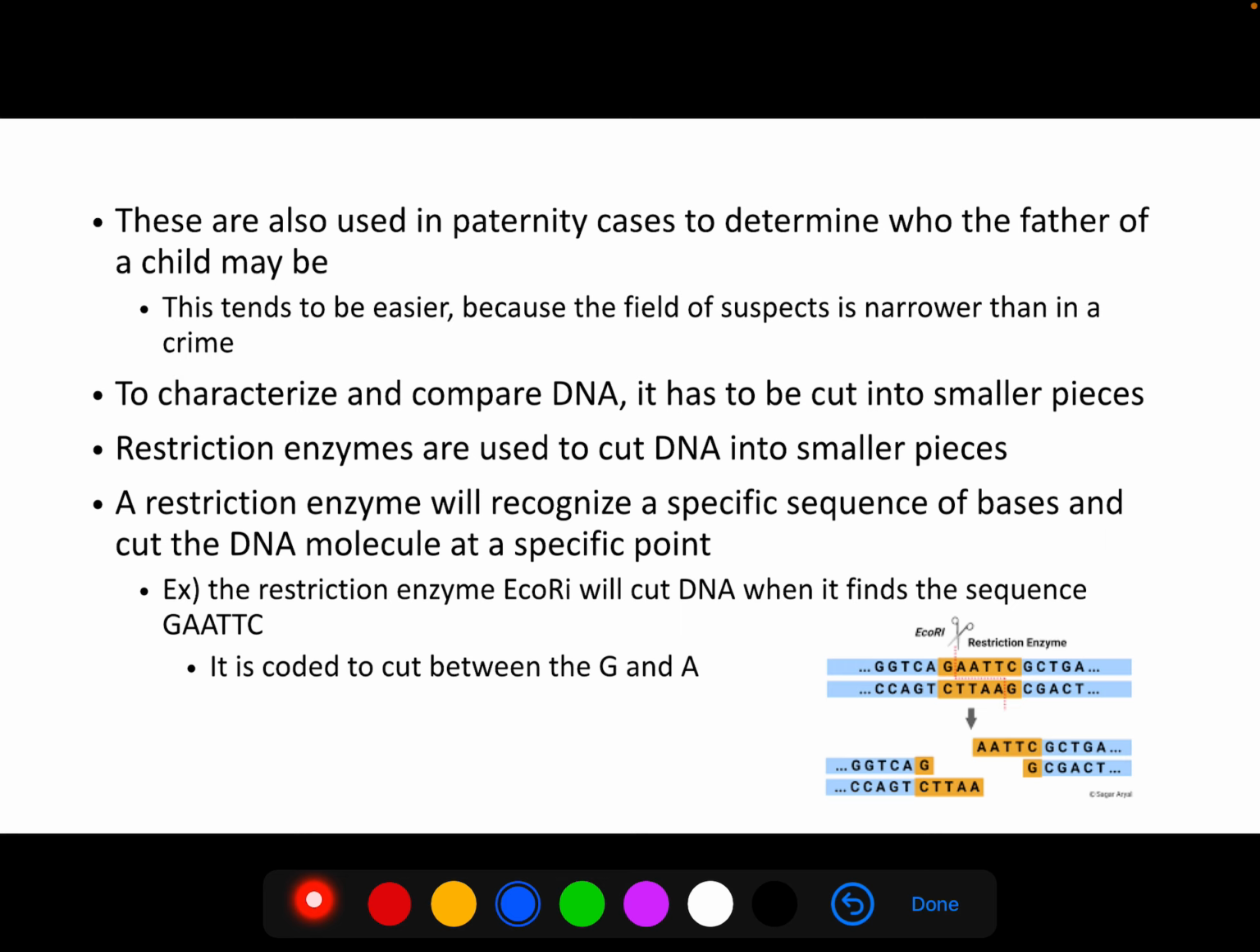So for example, and this is kind of shown in the picture, the restriction enzyme EcoRI will cut DNA whenever it finds the sequence GAATTC, and it is coded to cut between the G and the A. So if you'll notice in the picture, what is highlighted in orange is the GAATTC, and it cuts between the G and the A, making our 2 fragments. So anywhere on the DNA strand that it has that same sequence, it will cut in that same place each time.